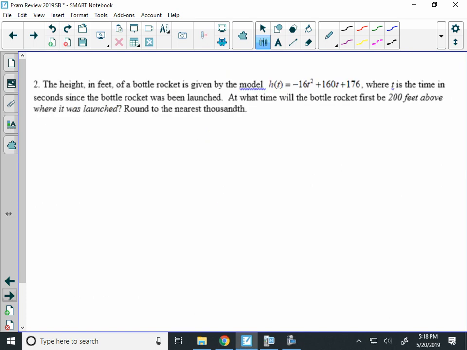All right, number 2. Not multiple choice, we're going to use our calculator. The height of a bottle rocket is given by this equation. T is the time since the bottle rocket was launched. At what time will the bottle rocket be 200 feet above where it was launched? This asks us a couple things. First, we have to identify where the rocket was launched from, and that's our starting value, our y-intercept, 176. And 200 feet more than that would be a height of 376 feet. So we want to know, when's the first time that this bottle rocket gets to be 376 feet high?